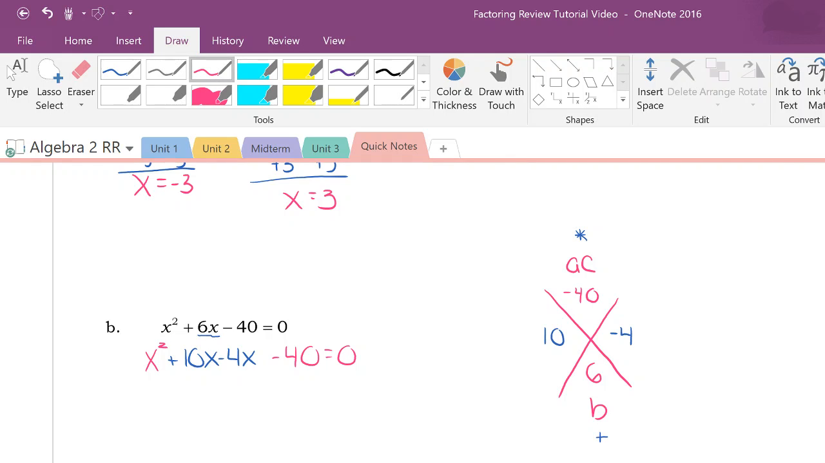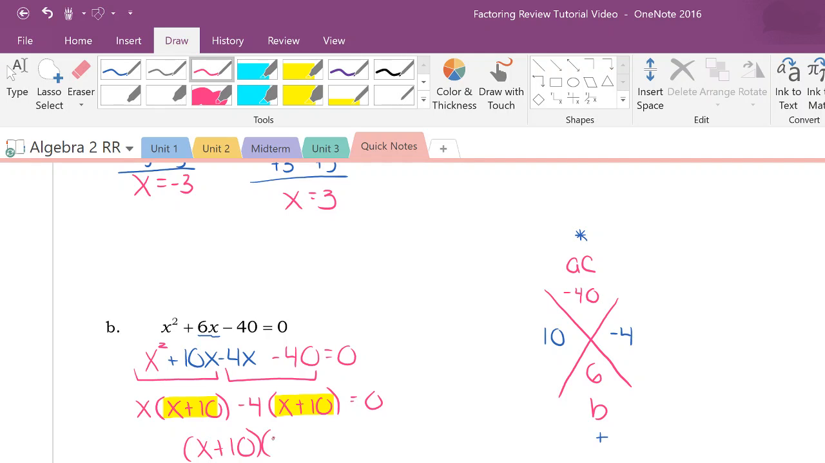I now set up my grouping. I will take an x out and I leave behind x plus 10. I'll take out a negative 4 and I leave behind x plus 10 again. When I'm talking about what I leave behind, remember it's division. Negative 4 divided by negative 4 leaves that 1. Negative 40 divided by negative 4 leaves the 10. I know I'm on the right track to solving because I see that binomial piece repeating.